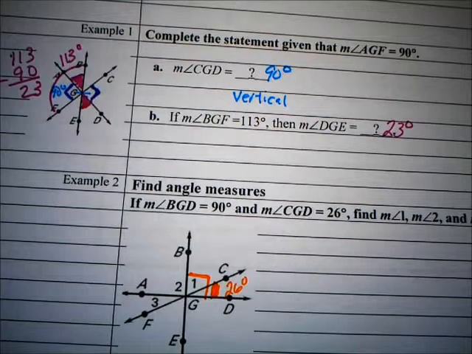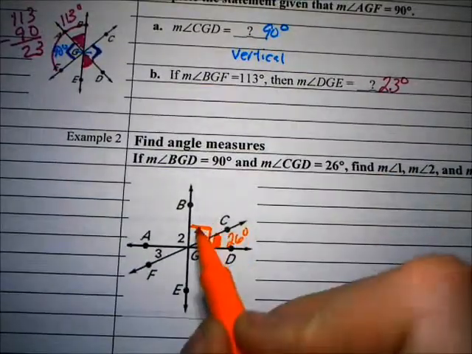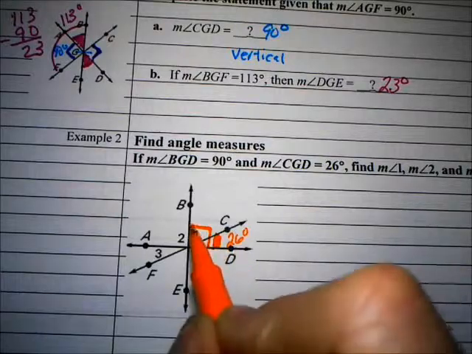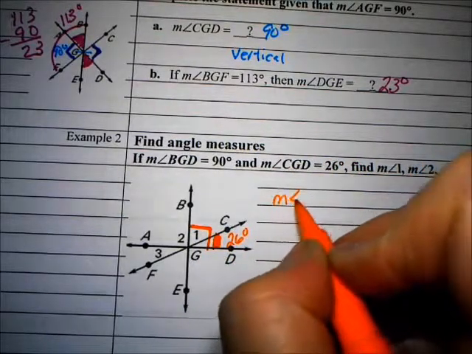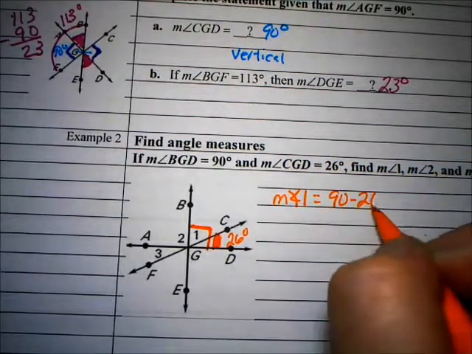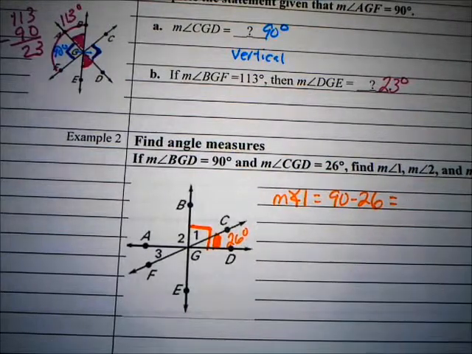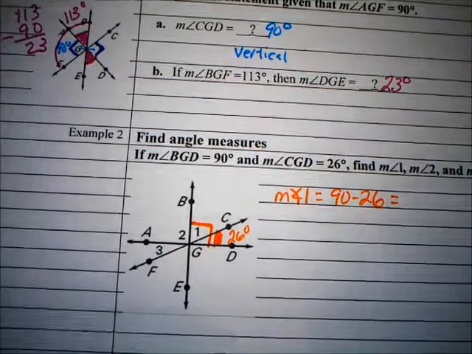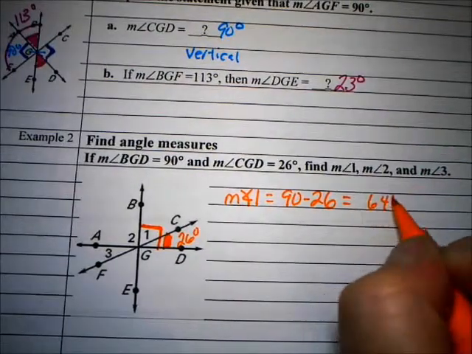Alright, well, if I look at 1, I know it is complementary to the 26. So to find the measure of angle 1, I'm going to do 90 minus 26 to find out what it is. I'm going to use my calculator just to make sure I don't mess up, which I did. Equals, and that says that 1 is 64 degrees.